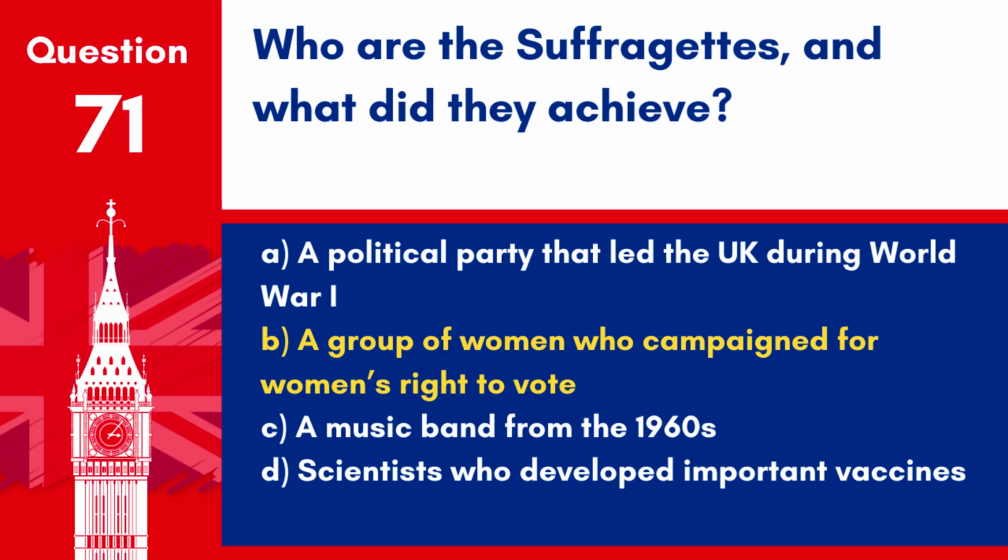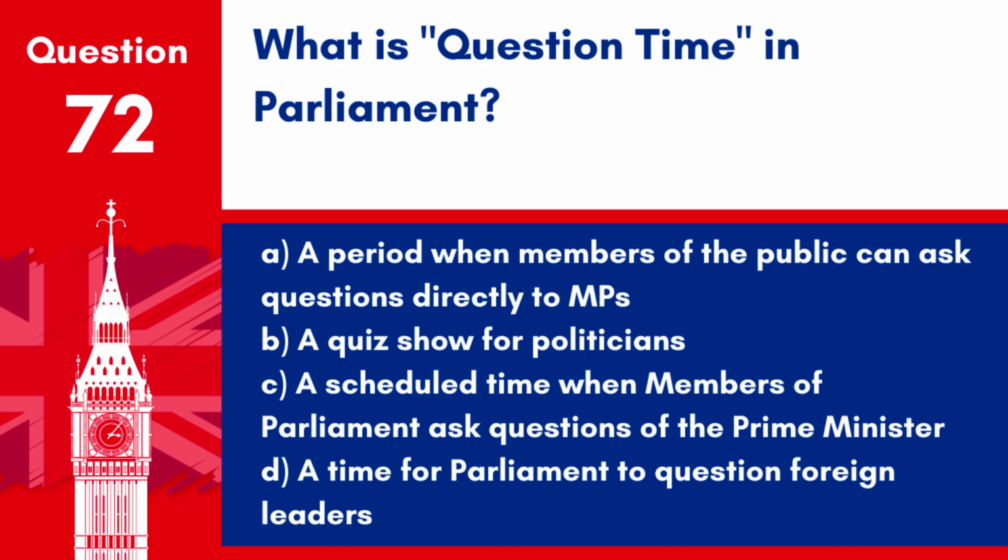Answer. B. A group of women who campaigned for women's right to vote. The suffragettes were instrumental in gaining voting rights for women in the UK. Question 72. What is question time in Parliament?